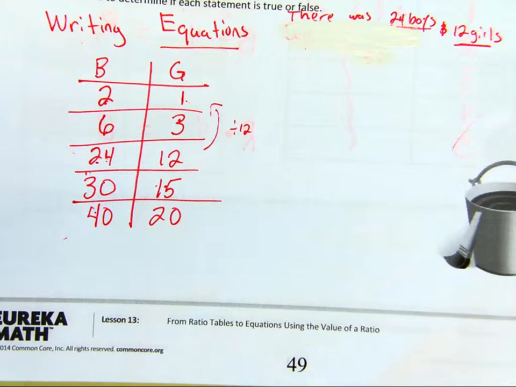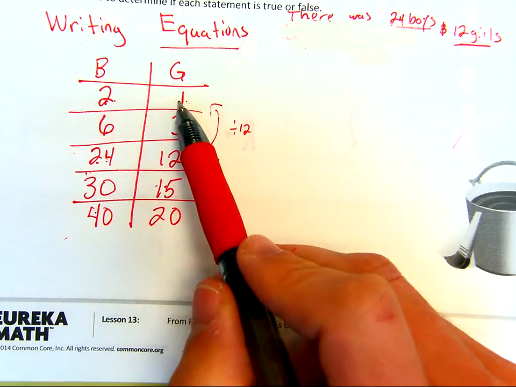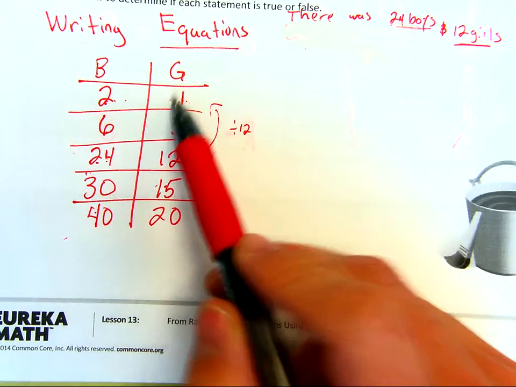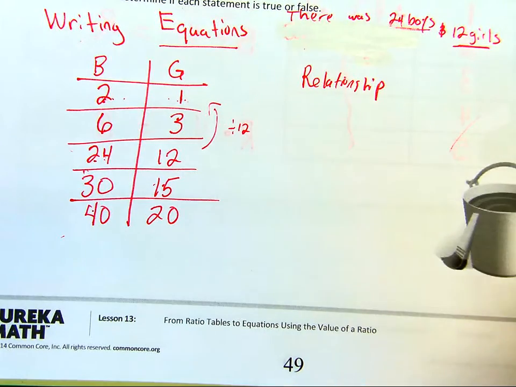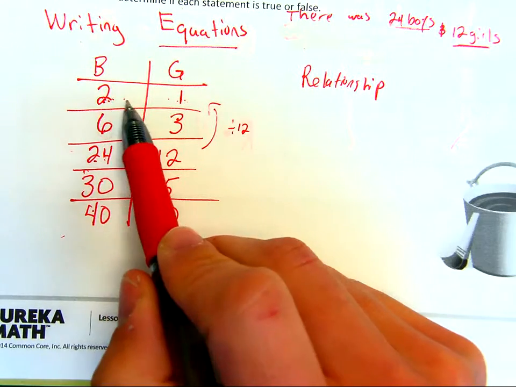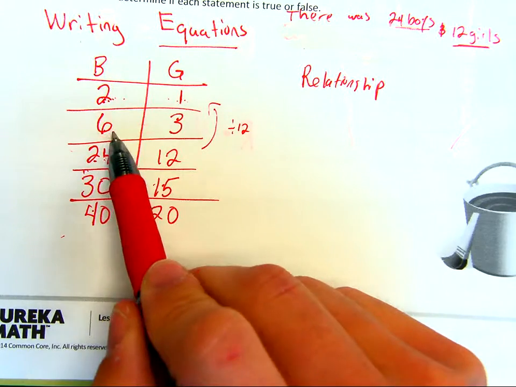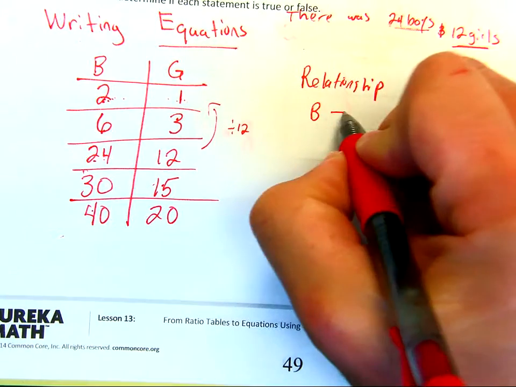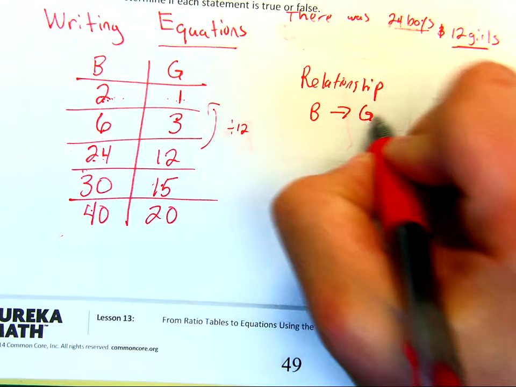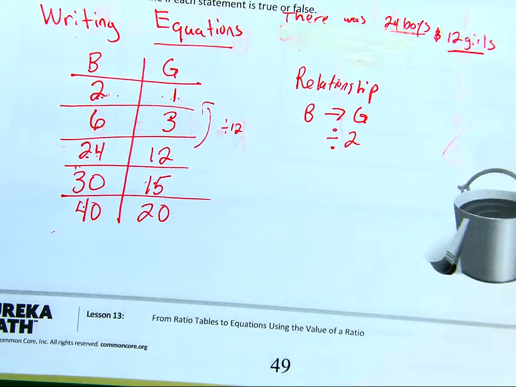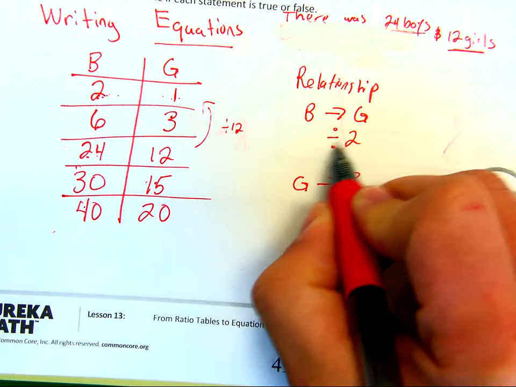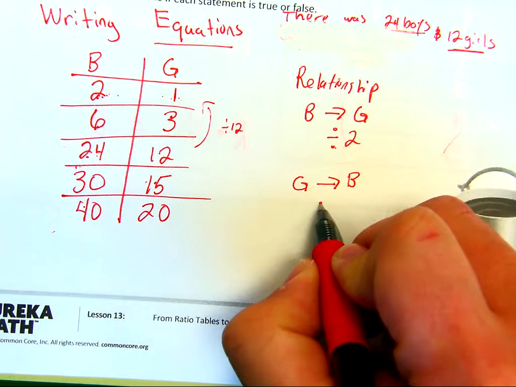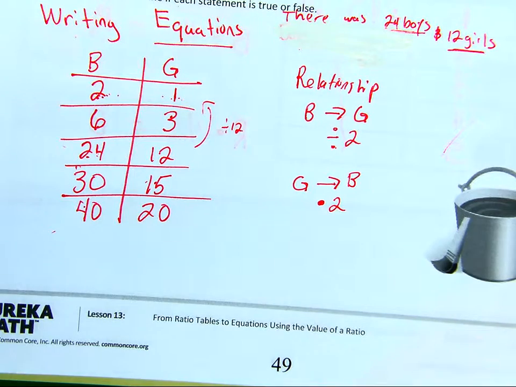To write the equation, I need to look at the relationship. So how are the boys related to the girls? How do I get from the boys to the girls? So I want to think about the relationship. Well, to go from boys to girls, I notice I have to divide by 2. And to go from the girls to the boys, since it's the opposite thing, I have to do the opposite of this. So I'm going to multiply by 2.